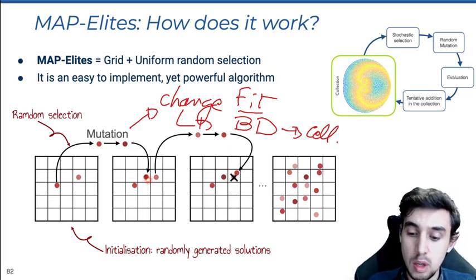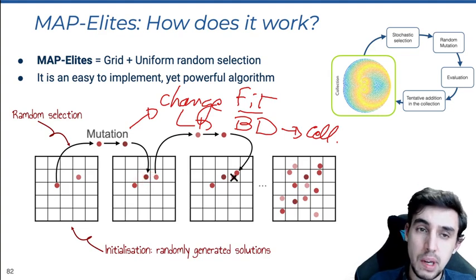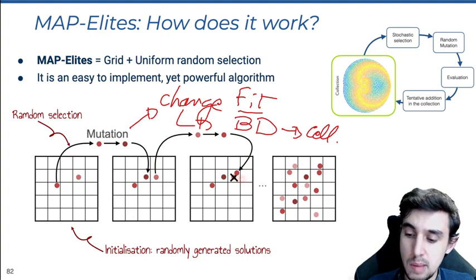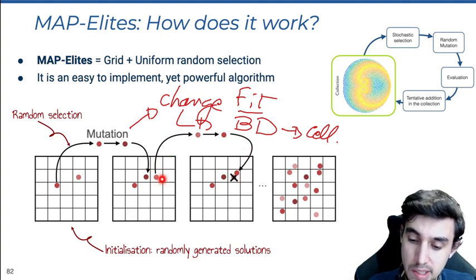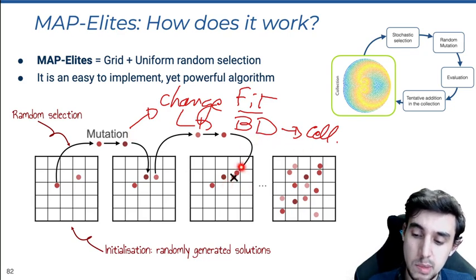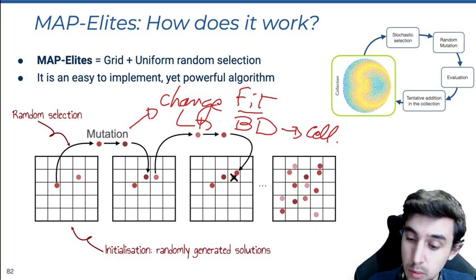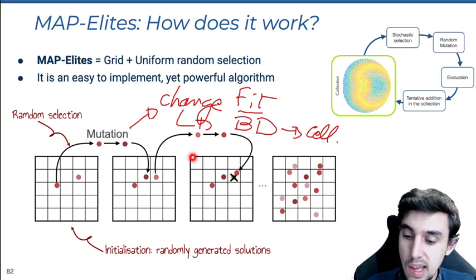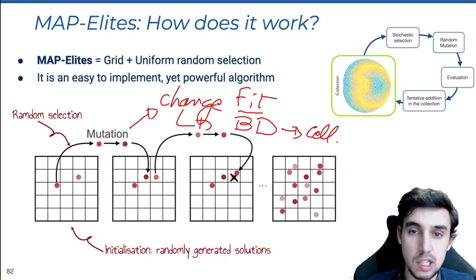If we land in a new cell, like here, we simply add the solution to the collection. And if, in the next step, we generate a new solution that lands in an already occupied cell, like here in this case, which can be the same one, because it can happen that the mutation does not change the behavioral descriptor, we will simply keep the best solution out of the two. And we repeat this random selection, mutation, evaluation, and addition mechanism.